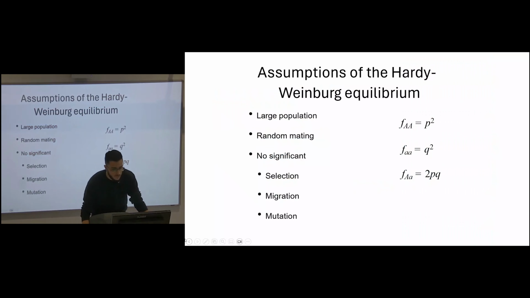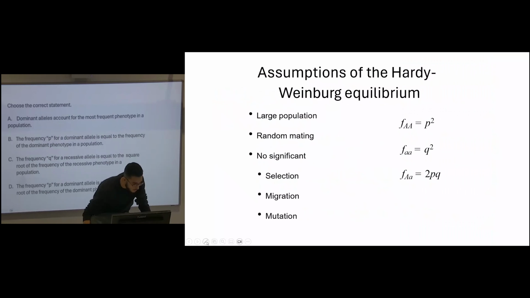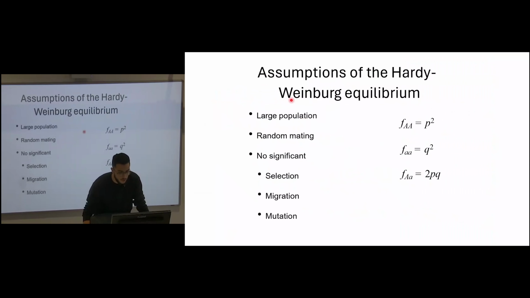So if you remember last lecture, we were talking about the assumptions that you had to follow with Hardy-Weinberg equilibrium. You need to remember that these must be in place, otherwise you don't consider the population as being in Hardy-Weinberg equilibrium. That is being a large population, random mating. This is important, and it's going to be a differentiating factor for today's lecture, which is non-random mating. And then there's no significant selection, migration, or mutation happening in the population to affect this equilibrium.